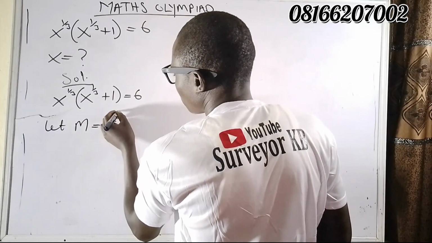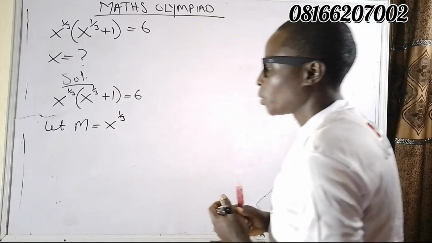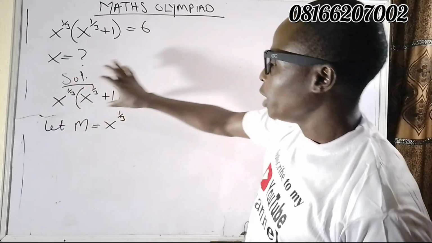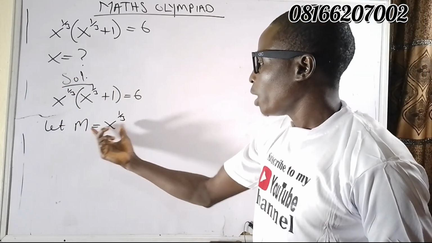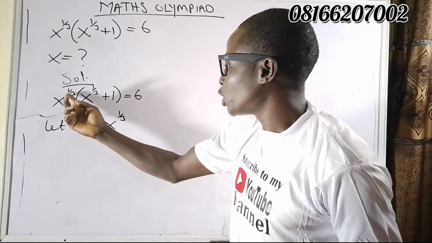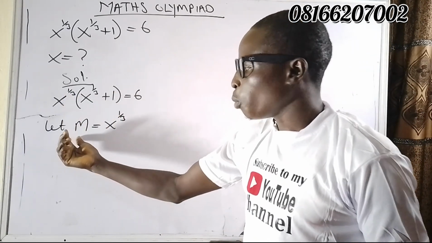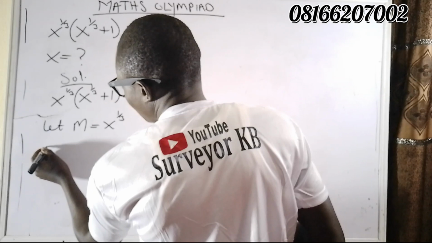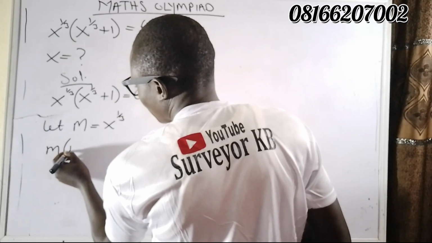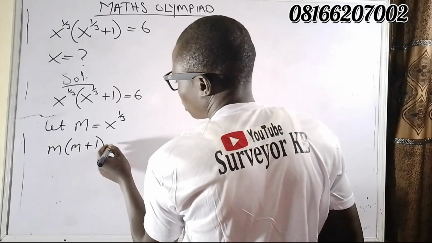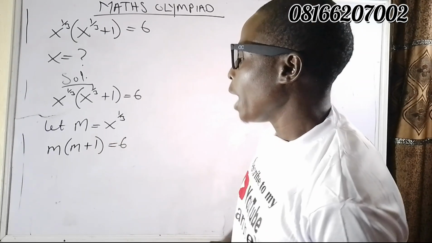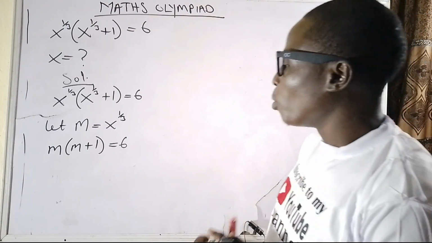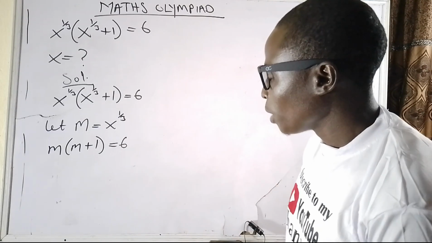be equal to x raised to the power 1 over 3, so that anywhere I see x raised to the power 1 over 3 in this particular equation, I will replace it with m. So this is the same thing as m, open bracket, m plus 1, close bracket, is equal to 6. That means I replace x raised to the power 1 over 3 with m because it is common both inside the bracket and outside the bracket.